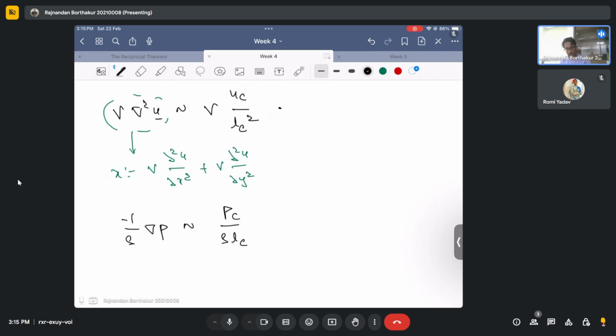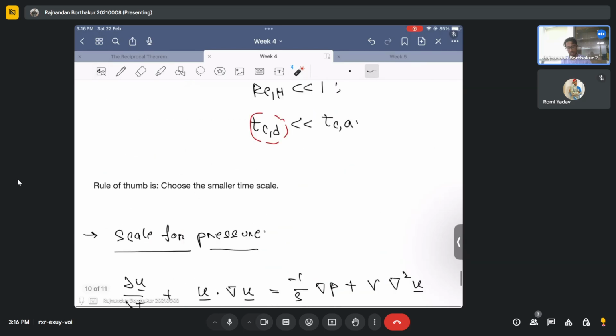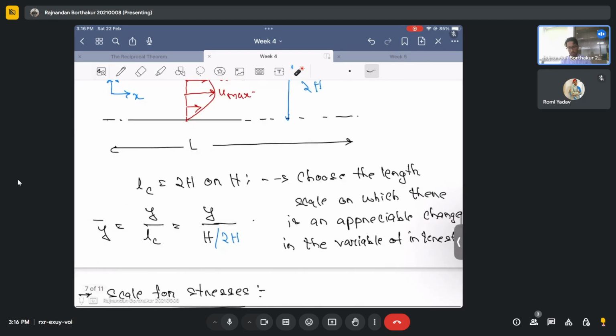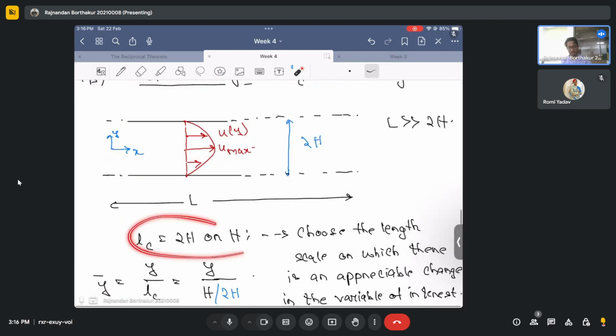We are not writing the minus sign because we are just interested in the order of magnitude of this particular term. It can be plus, it can be minus, but we just want to know the ballpark figure of its magnitude, and this is just Pc by rho times Lc, where rho is the density and Lc is the length scale, which we already derived, if you remember. Just for a recap, the length scale is the height of the channel, which we already saw in the last class.